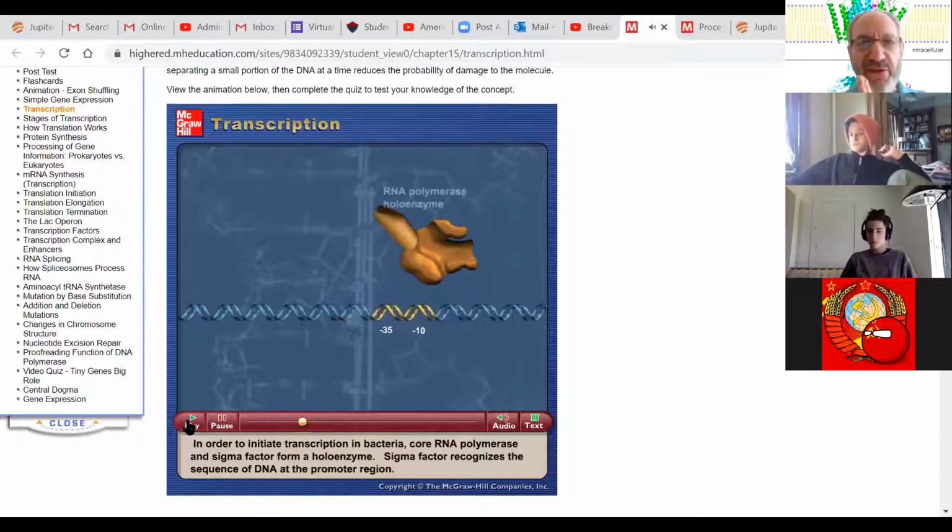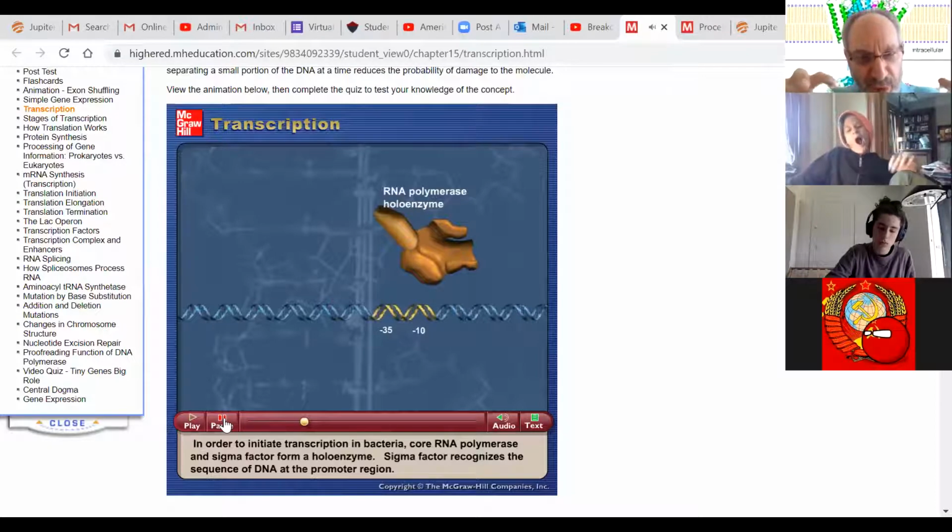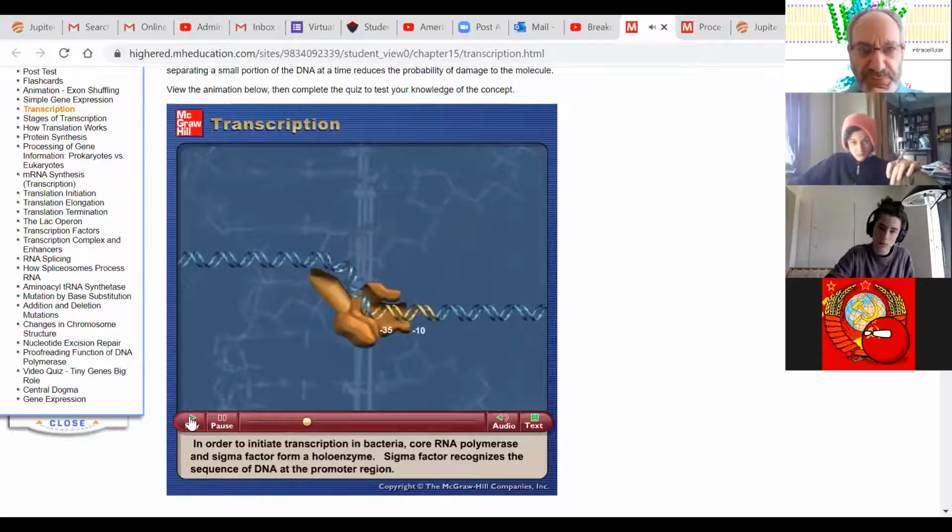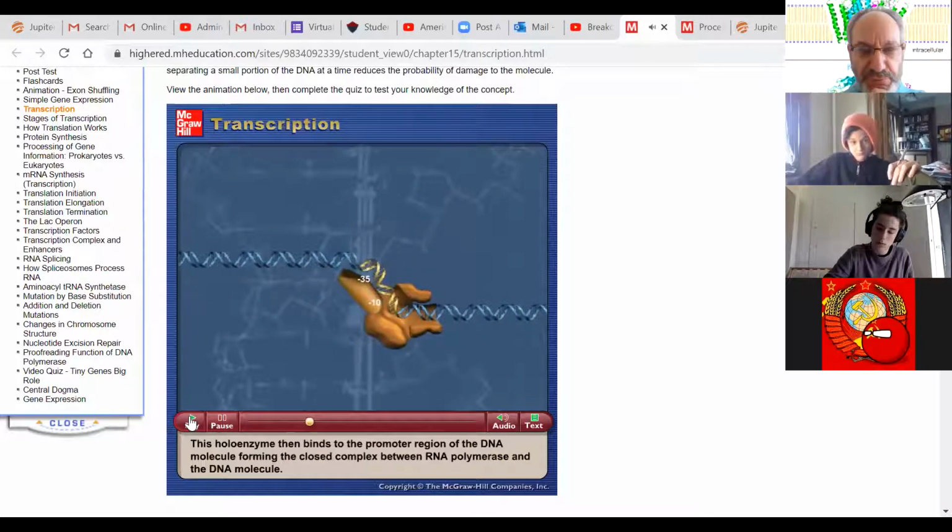We call it together a holoenzyme. So holo meaning whole. So now both together form what we need to make the whole thing work. This holoenzyme then binds to the promoter region of the DNA. And notice it's binding to the promoter region.